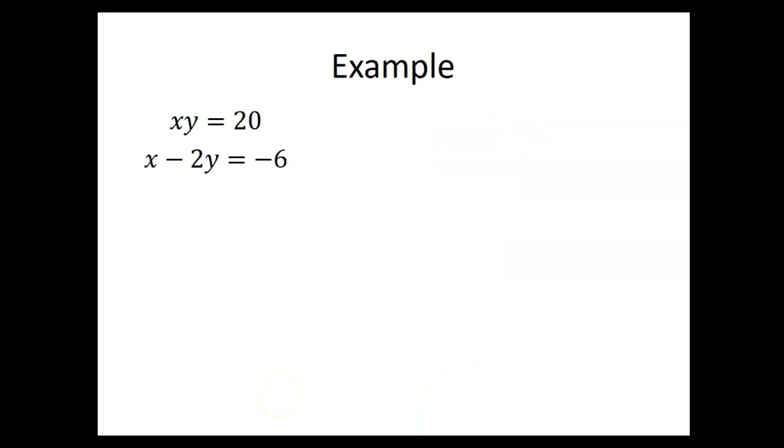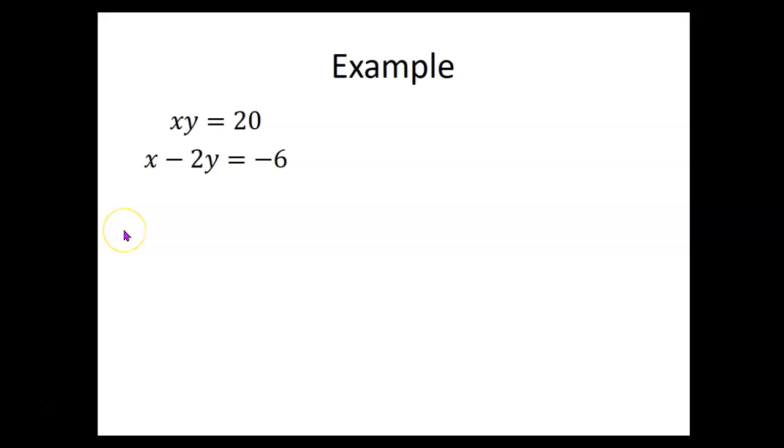Okay, next example. The two equations here that make up this system that we're going to try to solve are xy equals 20 and x minus 2y equals negative 6. Can you see a good way of solving one of those equations for one of the variables?